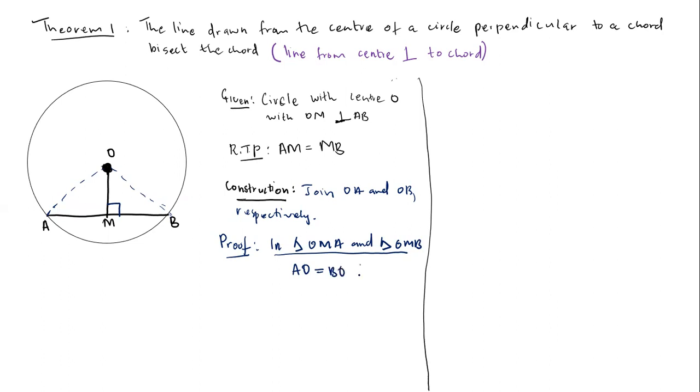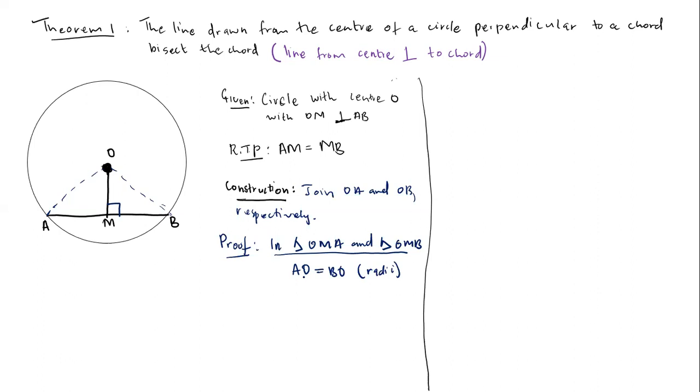So why am I saying that? In Euclidean geometry, each and every time you give a statement, you're supposed to give the reason. So we're saying OA is equal to BO. Why? Because those lines are radii. So this line is equal to this line, which are radii.